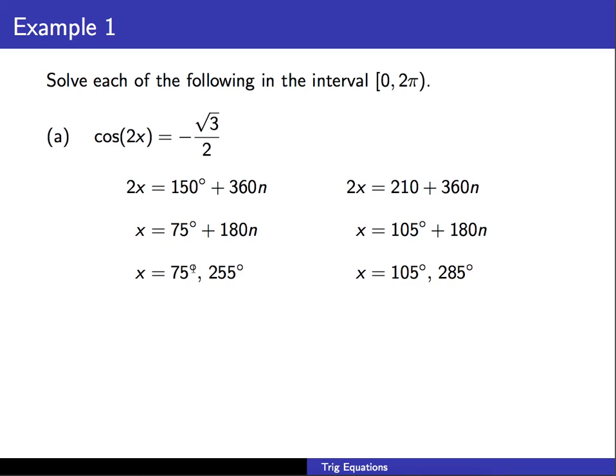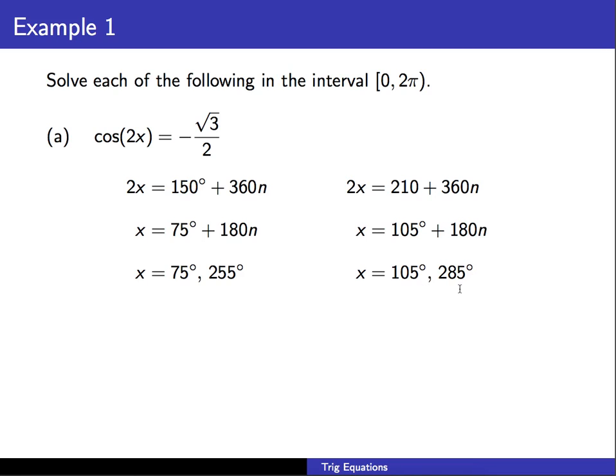Likewise, we also don't want to subtract 180 from 75 and go this way because that'll be less than 0, and we don't want it to be less than 0. Over here for this other equation, we'll start with 105. That's between 0 and 360. If we add 180 to that, we get 285. That's also between 0 and 360 degrees.